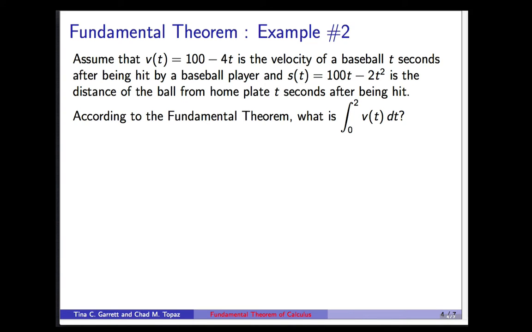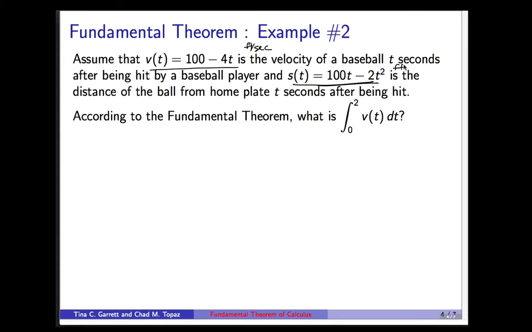Okay. So let's look at another example that's a little meatier. Let's assume that the velocity of a baseball, t seconds after being hit by a baseball player, is given by 100 minus 4t. So you hit the baseball at time 0, it's going 100, we'll say feet per second, if you'd like, and then it slows down over time. And that the position, and we'll say this is in feet, t seconds after being hit is given by 100t minus 2t squared.